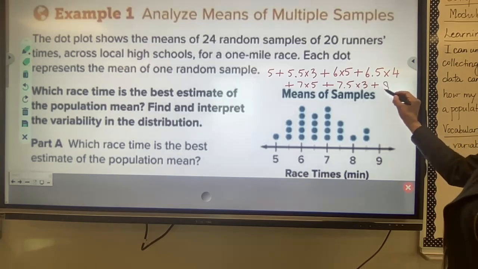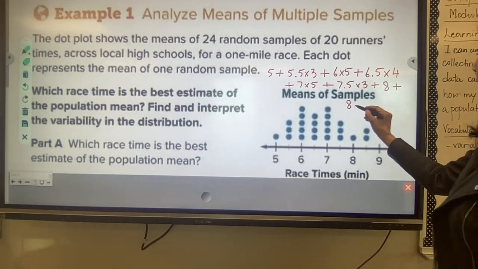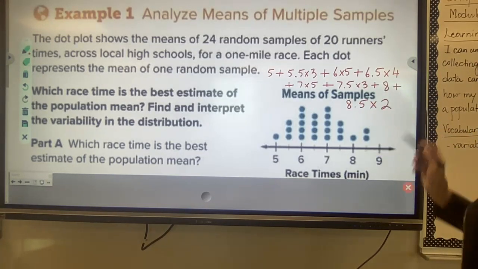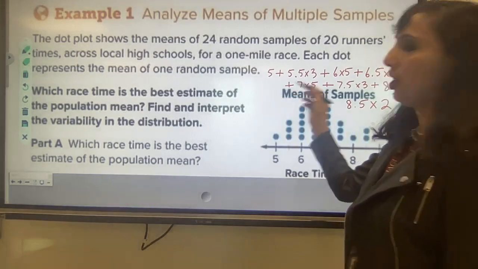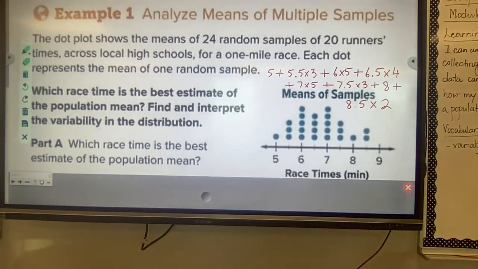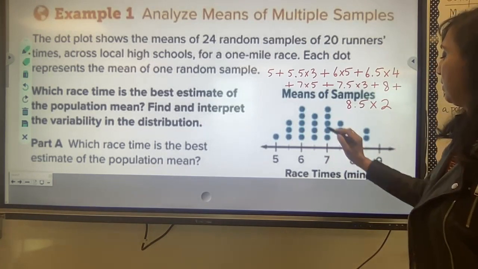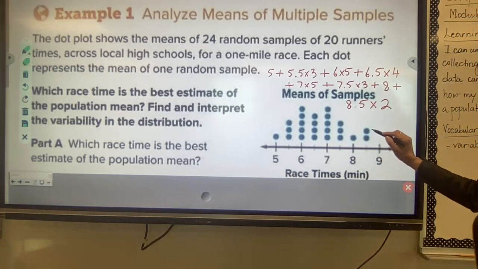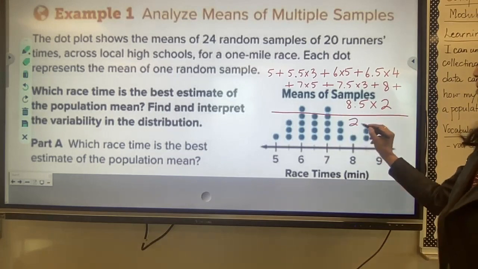plus 8 is 1.5 plus 8.5 times 2. Okay, so first I do this calculation and I add all this up, and then I can see I have 1, 2, 3, 4, 5, 6, 7, 8, 9, 10, 11, 12, 13, 14, 15, 16, 17, 18, 19, 20, 21, 22, 23, 24. So total items is 24. So I'm going to divide this whole thing by 24.